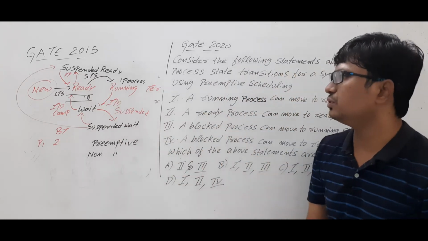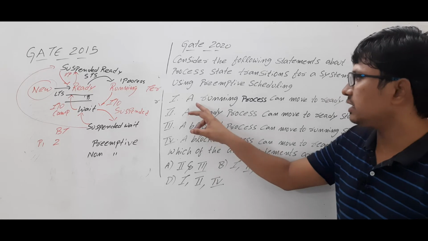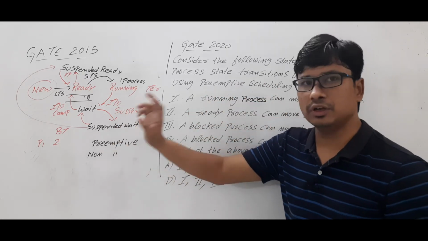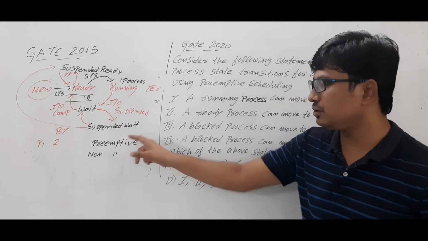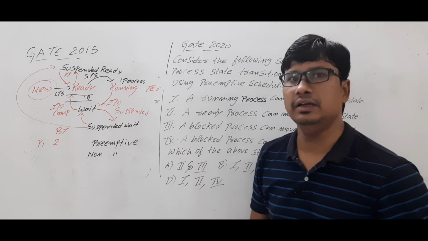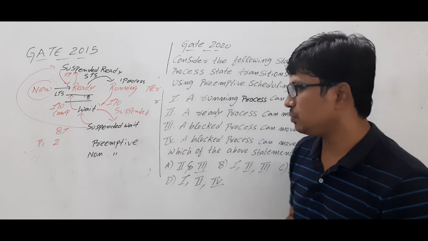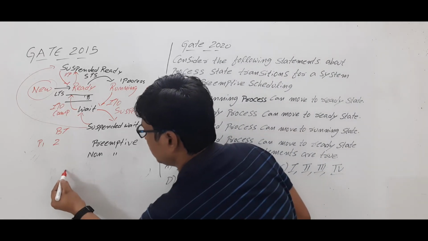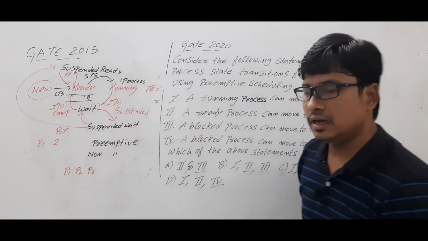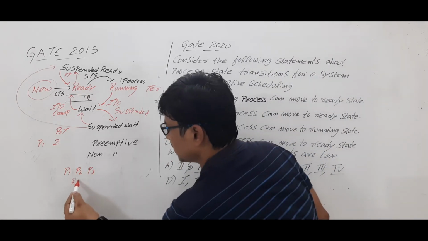Now look at these four statements, what they are telling. We have discussed the non-preemptive scheduling. However, I forgot to discuss the preemptive scheduling. Let me discuss the preemptive scheduling. In preemptive scheduling, suppose you have process P1, process P2, and process P3 in the ready state.